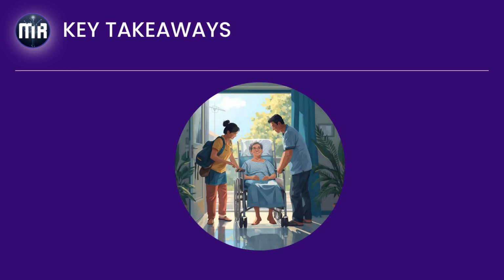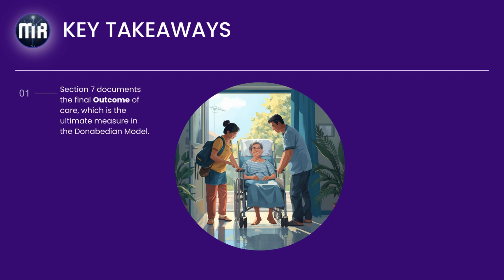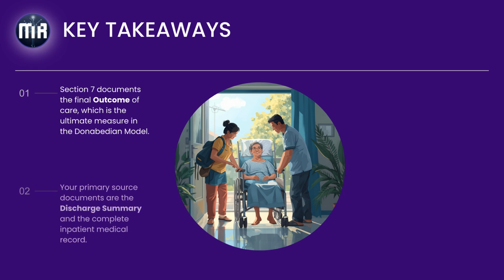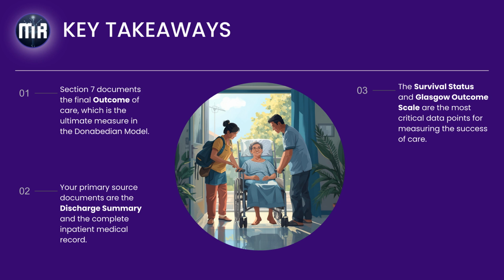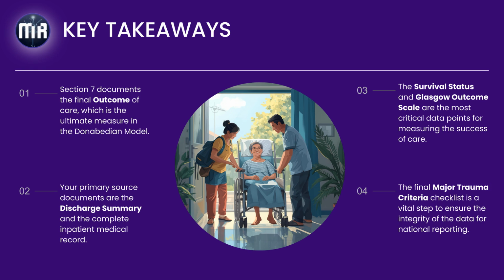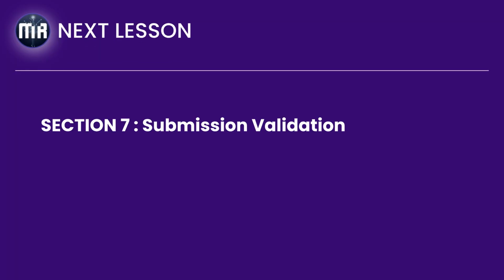Let us now summarize the key takeaways from this module. First, Section 7 documents the final outcome of care, which is the ultimate measure in the Donabedian model. Second, your primary source documents are the discharge summary and the complete inpatient medical record. Third, the survival status and the Glasgow Outcome Scale are the most critical data points for measuring the success of our care. And finally, the major trauma criteria checklist is a vital step to ensure the integrity of the data for national reporting. This concludes the training for Section 7, Outcome.